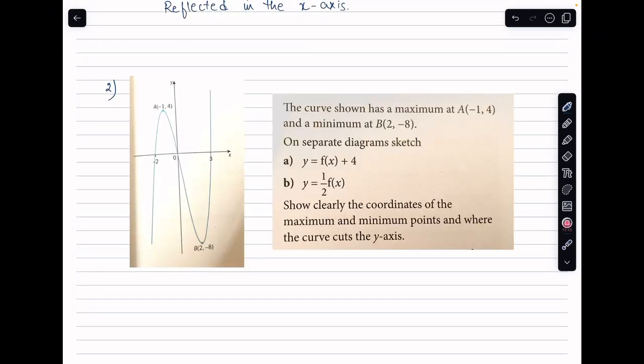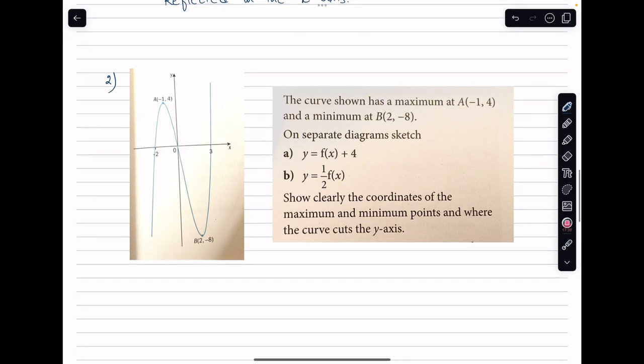Let's do another question. The curve shown has a maximum point at A, which is (-1, 4), and a minimum point at B, which is (2, -8). On a separate diagram, sketch part A, which says y = f(x) + 4. So let's start with that. It's a very simple question.